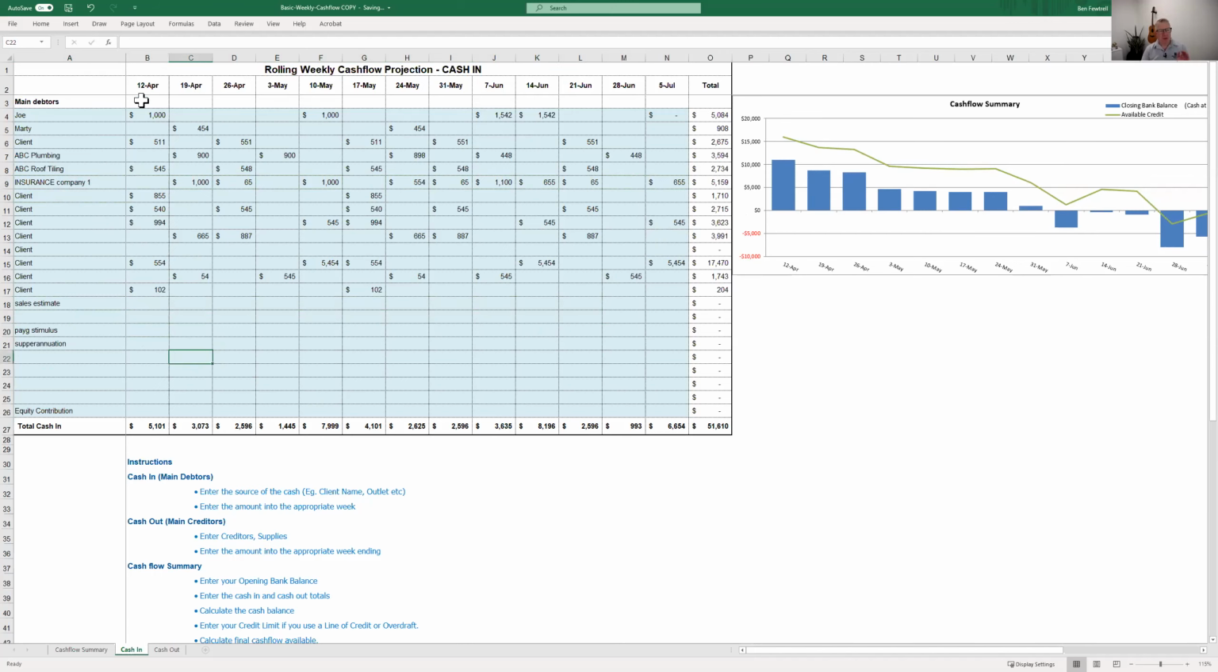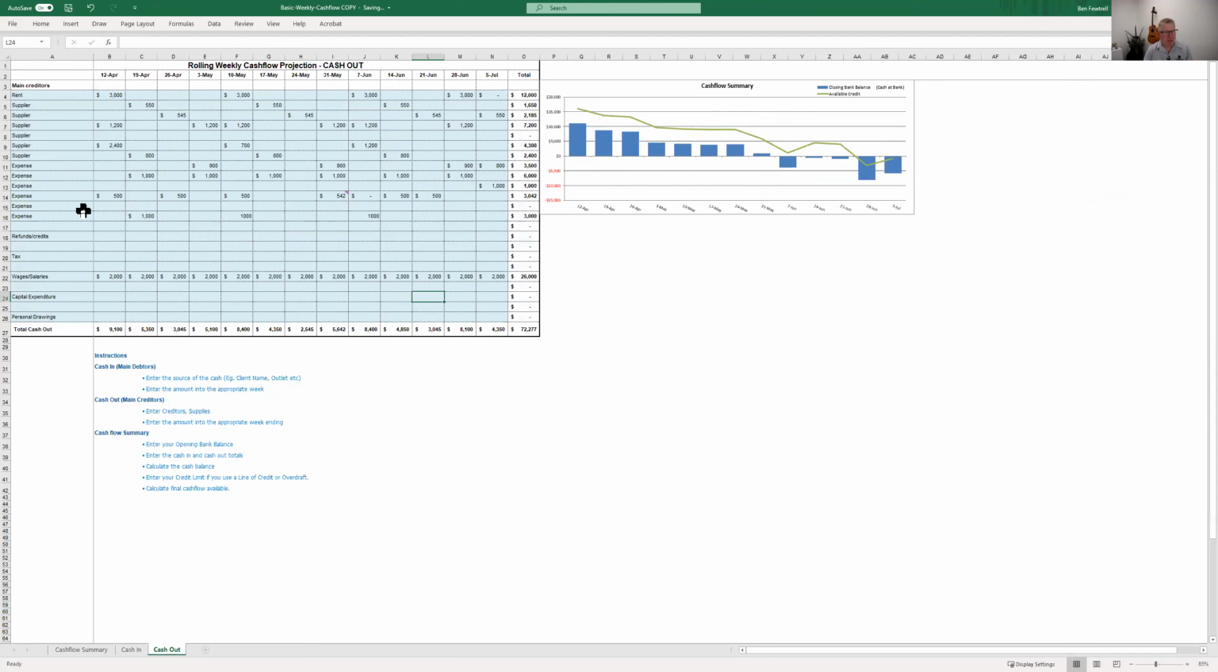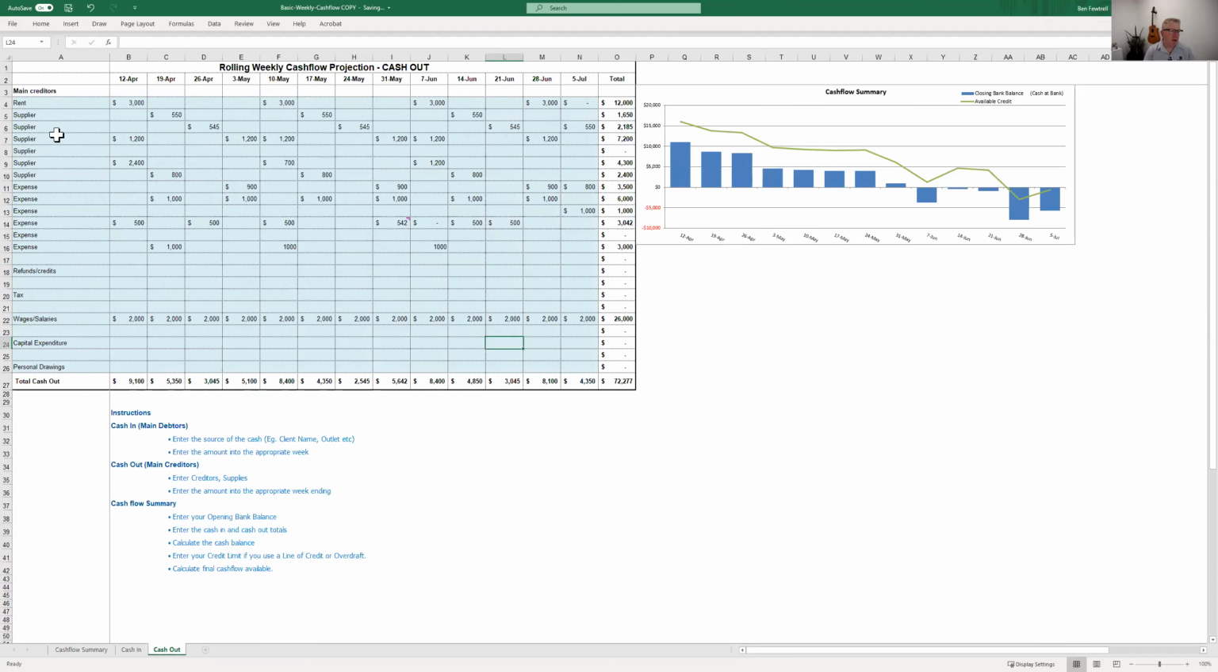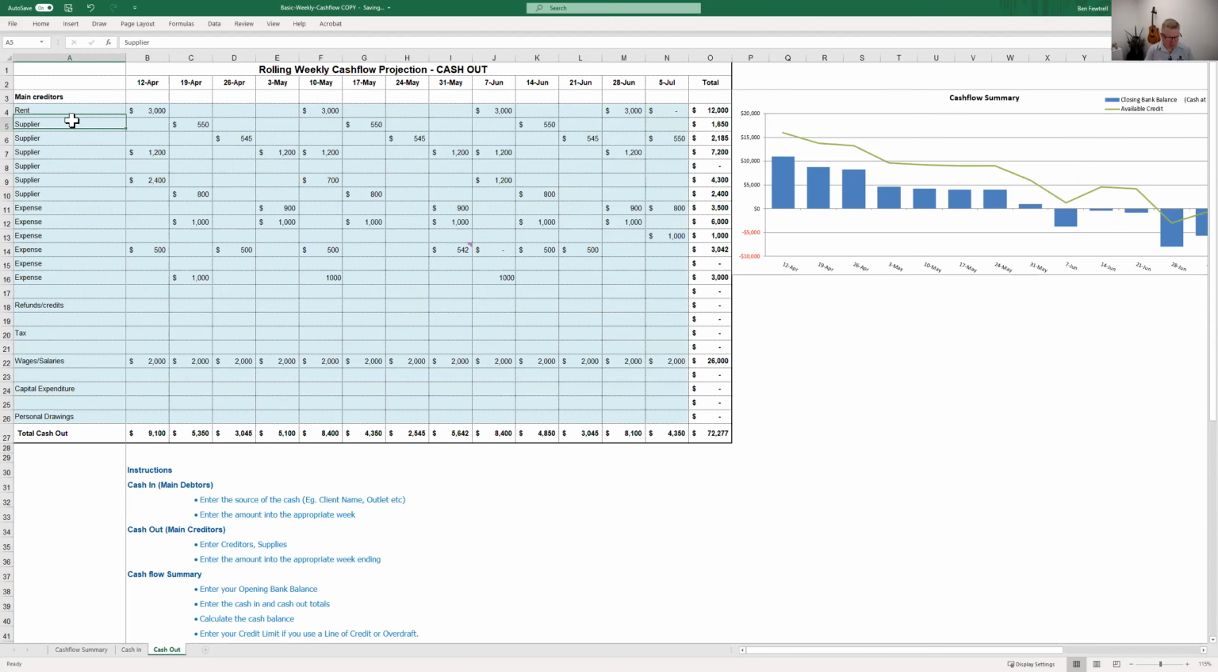Now, once you've done all your cash in, you go to your cash out and you do the same thing. This time, in the cash out column, I'm going to put in things like my fixed expenses. So things like rent, I've got wages and salary down here, maybe tax if I'm paying it, anything that I know I've got to pay. So any fixed expenses, suppliers, and then anything that may be an ad hoc thing that I have to pay, I could also put that in here. Same thing, I'm just putting the numbers in here.